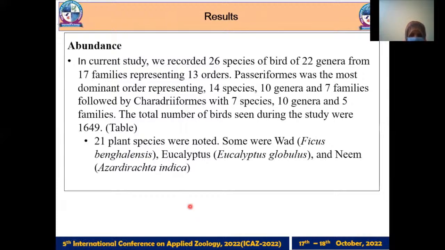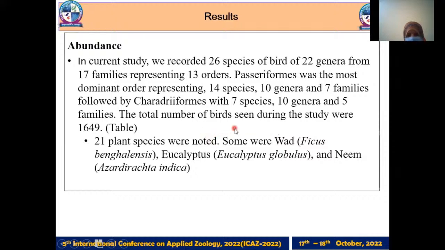Then the results. First of all, abundance. In the current study, we recorded 26 species of birds of 22 genera from 17 families representing 13 orders. Passeriformes was the dominant order representing 14 species and 10 genera and 17 families, followed by the Columbiformes with 7 species, 10 genera and 5 families. The total number of birds seen during the study was 1,649.